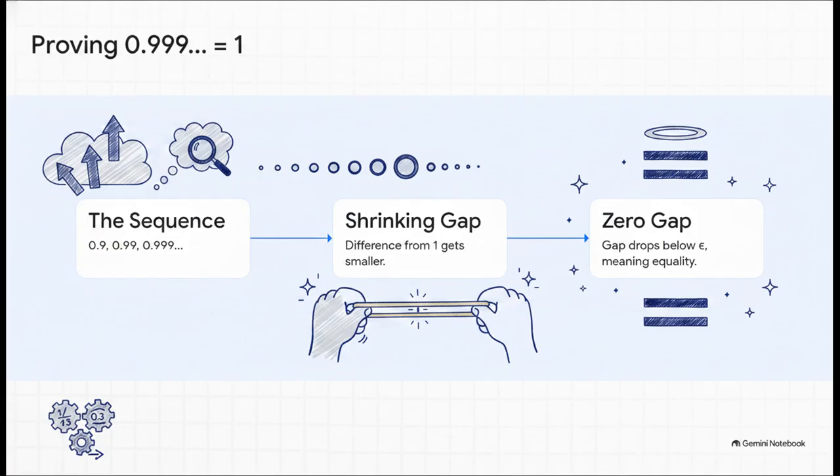Try this out. Can you mentally calculate the shrinking gap between the sequence 0.3, 0.33, 0.333, and the fraction 1/3? It shrinks in the exact same way.